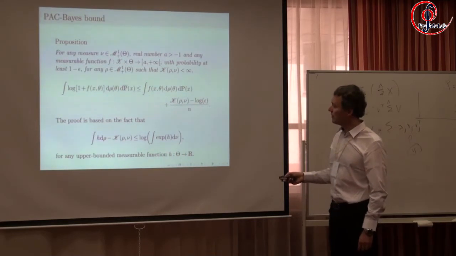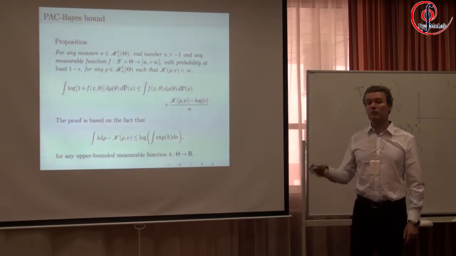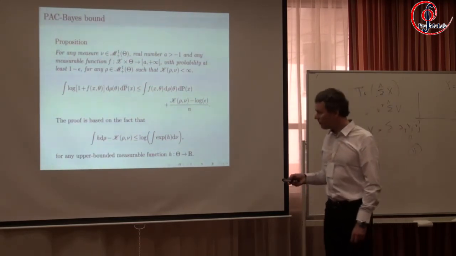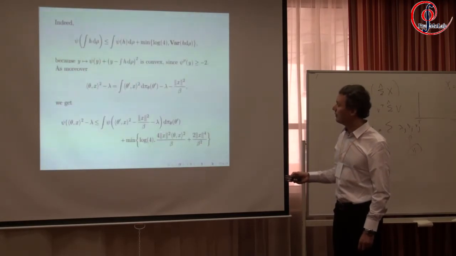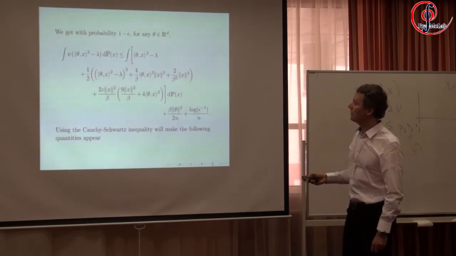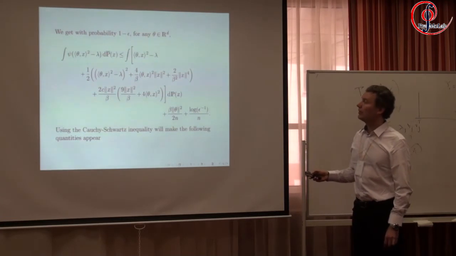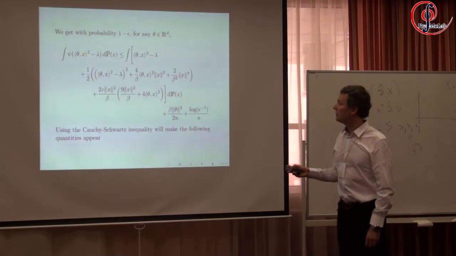And the proof is based on this simple inequality that is related to the fact that the Legendre transform of the log Laplace is the relative entropy. So if you combine this thing with this one, then you obtain this sort of inequality here, where I relate the empirical mean with an expectation.